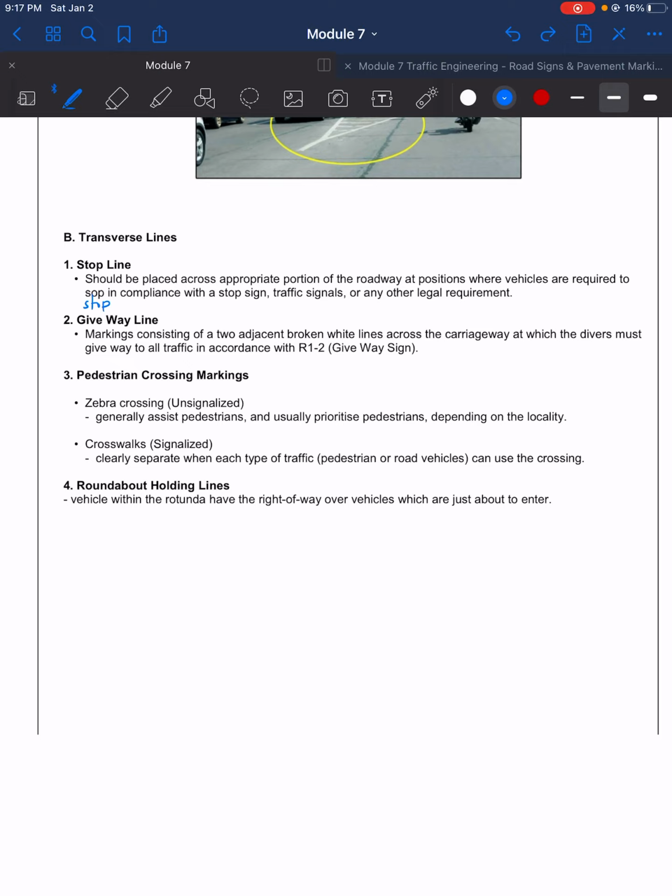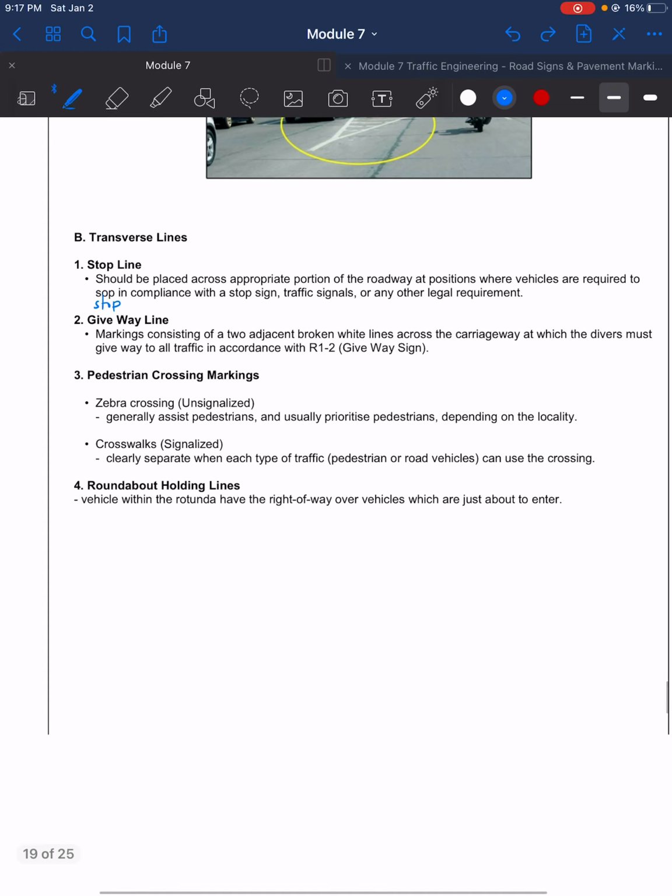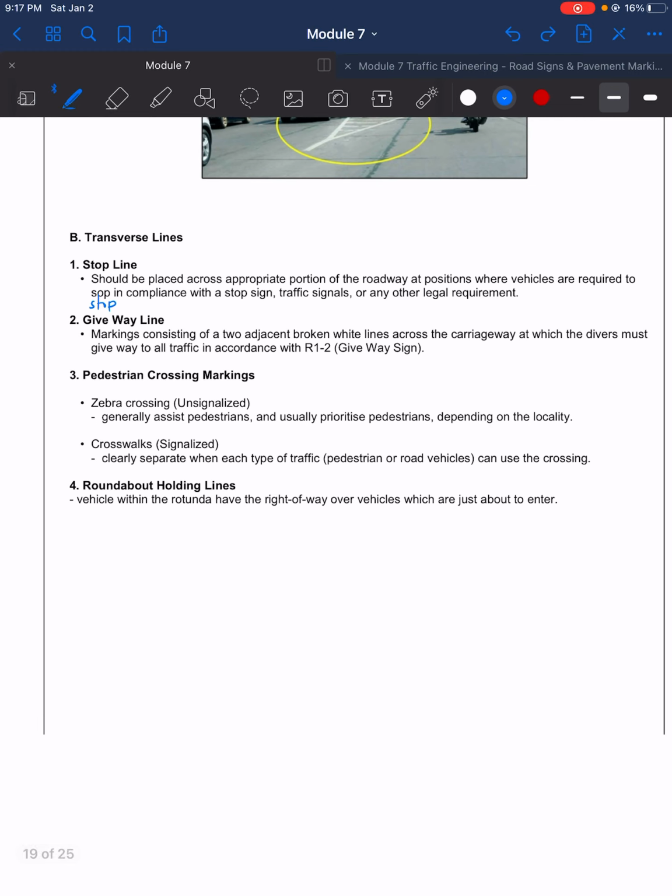The giveaway line: markings consisting of two adjacent broken white lines across the carriageway at which the driver must give way to all traffic in accordance with R1-2 or the giveaway sign. Next, number 3, pedestrian crossing markings, zebra crossing or unsignalized, generally assist pedestrians and usually prioritize pedestrians depending on the locality. Crosswalks, signalized, clearly separate when each type of traffic, pedestrian or road vehicles, can use the crossing. So from the word signalized, it signals who can use the road.